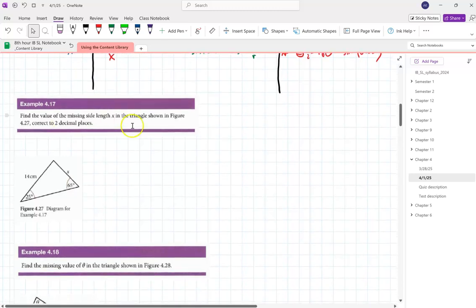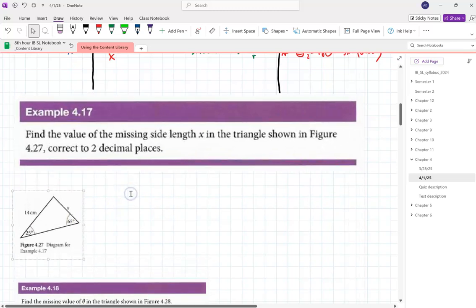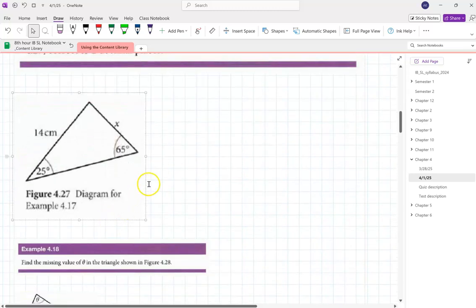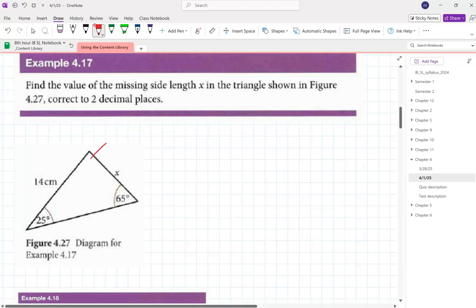All right. Let's do some solving here. It says find the value of the missing side length x in the triangle shown in figure 4.27, correct to 2 decimal places. What's the first thing I should do here? You can see the third angle. Great. What does the third angle have to be? All triangles add to 180. Correct. 65.